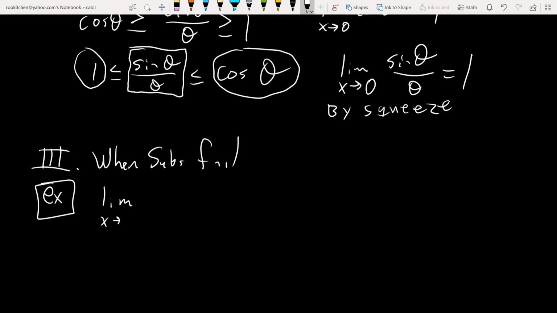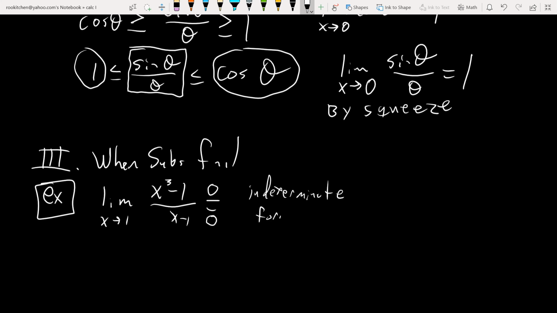Okay, so like this example, we have x cubed minus 1 all over x minus 1. Okay, so when you do a substitution here, what are you going to get? You get 1 cubed minus 1. 1 cubed is 1, minus 1 is 0. And then down below, if you plug in 1, you get 1 minus 1, which is 0. This is called an indeterminate form. Okay.